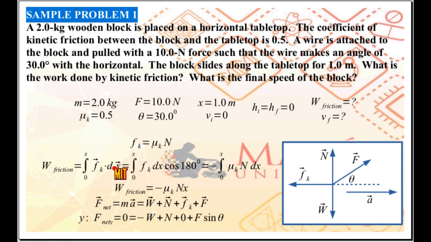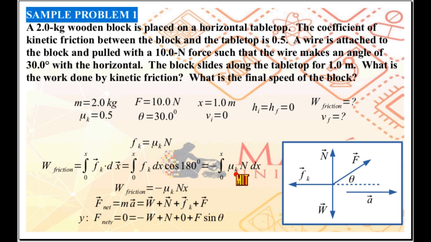Dx is heading in the same direction as the motion. Fk is always opposite in the direction of the motion because it is opposing the motion. So they are opposite in direction, Fk and dx. The angle between them is 180 degrees. So you have integral from 0 to x of Fk dx cosine 180 degrees. Cosine of 180 is negative 1. Fk is mu k N, so we have negative integral of mu k N dx.